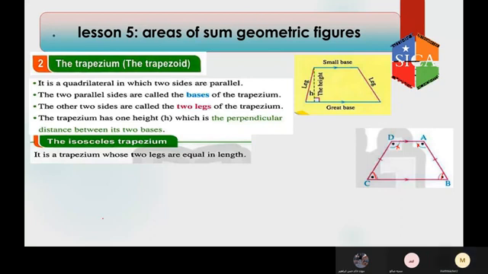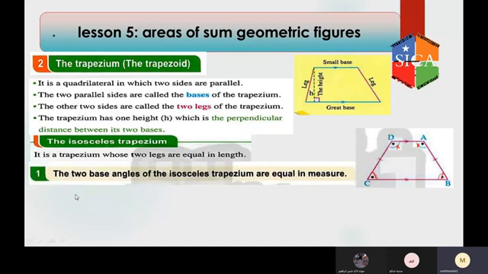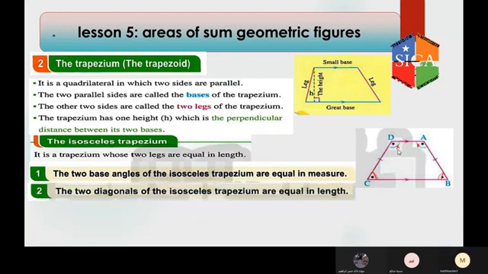In the isosceles trapezium, the two base angles are equal in measure. Measure of angle B equals measure of angle C, measure of angle A equals measure of angle D. They are called the base angles. The two diagonals in the isosceles trapezium are equal in length. The two diagonals here are AC equal DB.